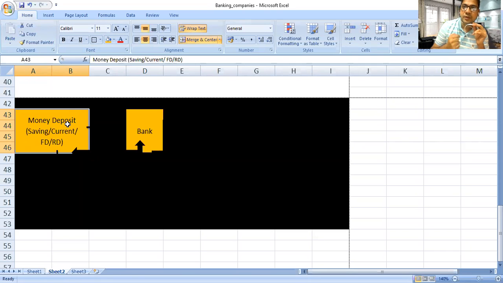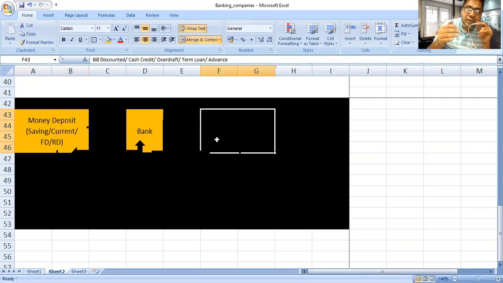Suppose I am a customer, I want to go to the bank and apply for a deposit account, sometimes a savings account, current account, fixed deposit account, or recurring deposit account. If I want to become a customer of the bank, I should take a particular deposit, a savings bank or current account. And the bank can take the money from customers. This is a basic activity of the bank.